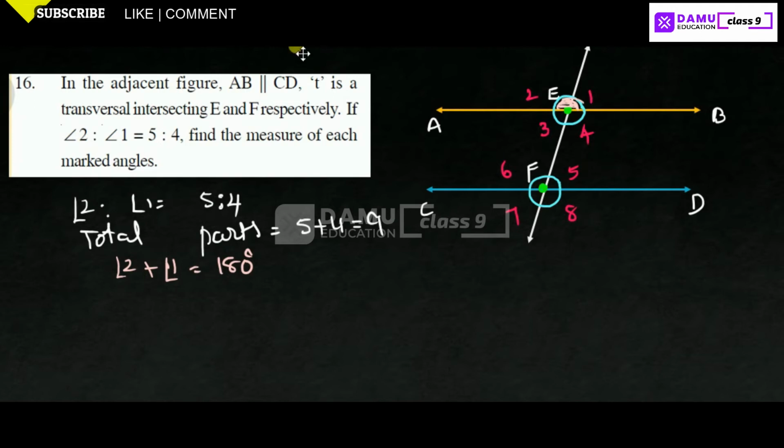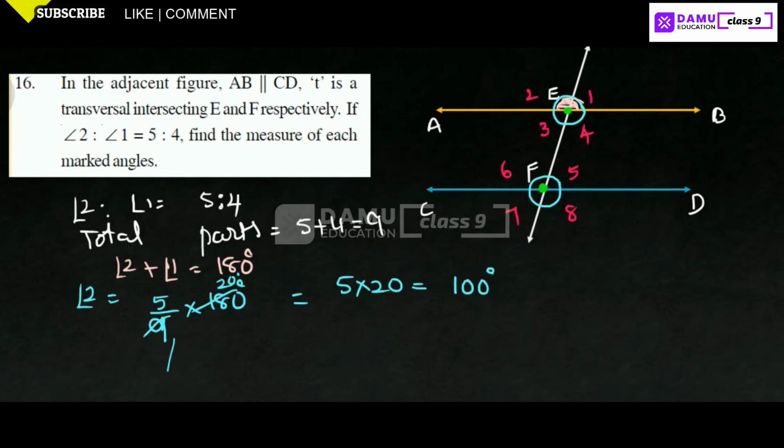Then we can find the angles. Angle 2 will be equal to the number of parts by total parts, here 5 by 9, into the total angle. 9 twos are 18, so 5 into 20 gives 100 degrees. So like this we need to find.